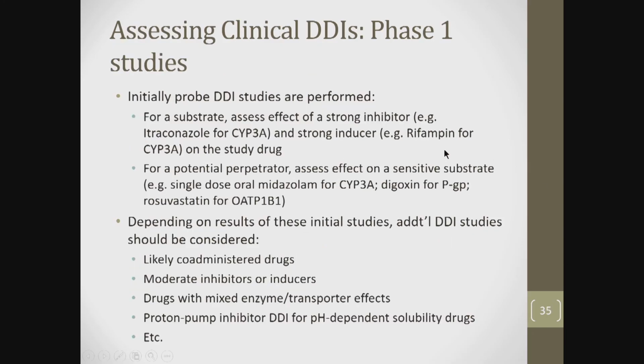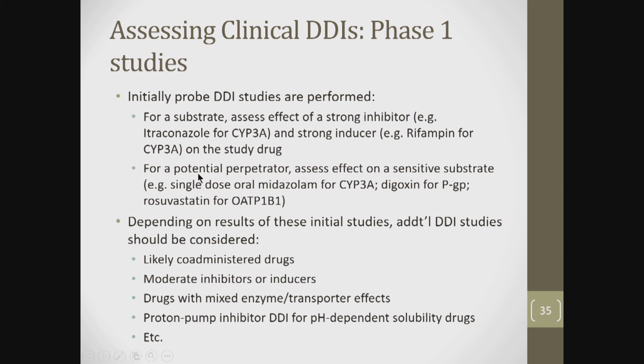So, for instance, if our drug is eliminated by CYP3A and we want to know how inducers and inhibitors might impact it in patients, we'll evaluate a well-characterized strong inhibitor like itraconazole or well-characterized inducers such as rifampin, and we'll do a drug interaction study to see the impact of those two sort of token inhibitors and inducers on our substrate.